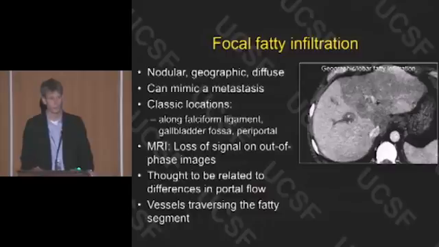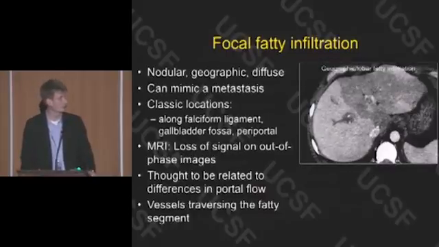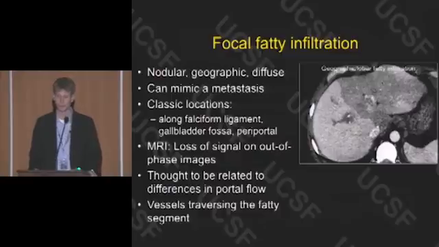So it can come in multiple distributions, diffuse throughout the liver, which is probably what we see most commonly, nodular, geographic. Classically, they'll be along the falciform ligament or in the gallbladder fossa, and then the MR is really the key to making this diagnosis, where you're going to lose signal intensity on the opposed phase when you compare to the in-phase images.